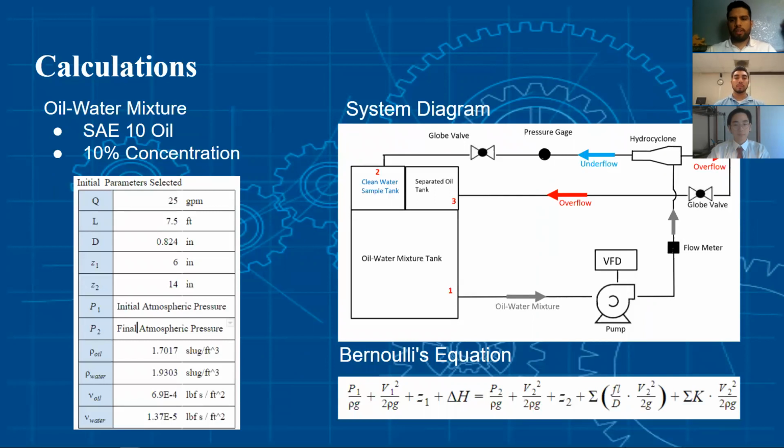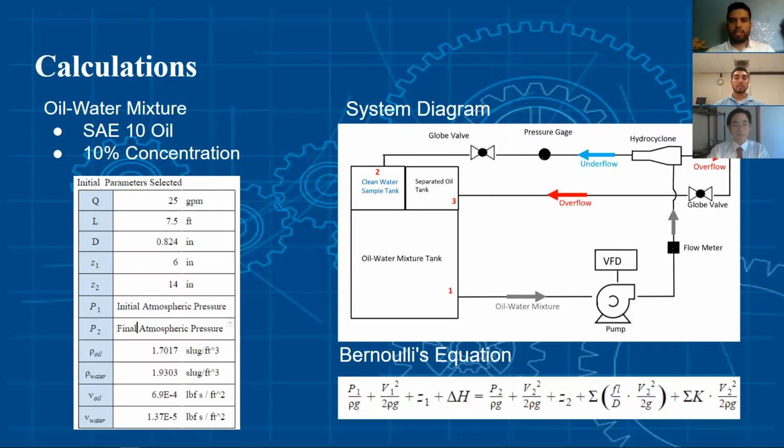Before we begin our calculations, I'll first go over our experimental process. Looking at our system diagram, the oil-water mixture will be held in a tank labeled 0.1. At this point, the ball valve on the underflow would be open while the ball valve on the overflow would be closed. Then using our pump, the fluid would be transported to the inlet of the hydrocyclone. Since there is only one exit, the entire oil-water mixture will go through the underflow. Once there is a steady, continuous flow through the system, we will begin to simultaneously close a ball valve in the underflow and open the ball valve on the overflow.